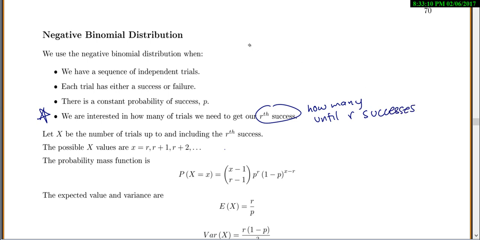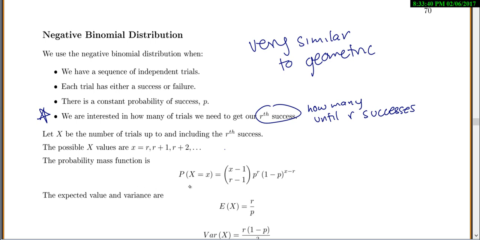So it's actually very similar to the geometric. I've never quite figured out why they call it the negative binomial and not something like negative geometric. But it's probably because our actual formula looks very similar to the binomial. So we'll say x is our number of trials up to and including the rth success. So your possible x values are r, r plus 1, r plus 2, etc. Because if you want r successes, you have to do it at least r times.